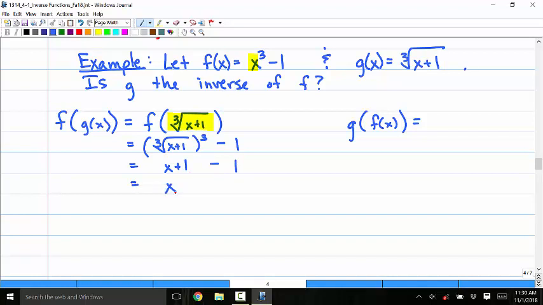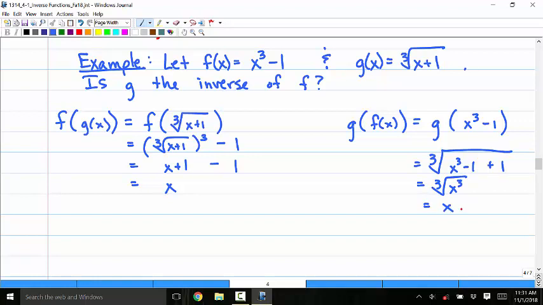We're halfway there. Now I want to show g of f of x. So I get g of x cubed minus 1, right? Everywhere I see an x in my g function, I'm going to plug in x cubed minus 1. So I get the cubed root of x cubed minus 1 and then plus 1. Minus 1 plus 1 cancels. Cubed root of x cubed is x.